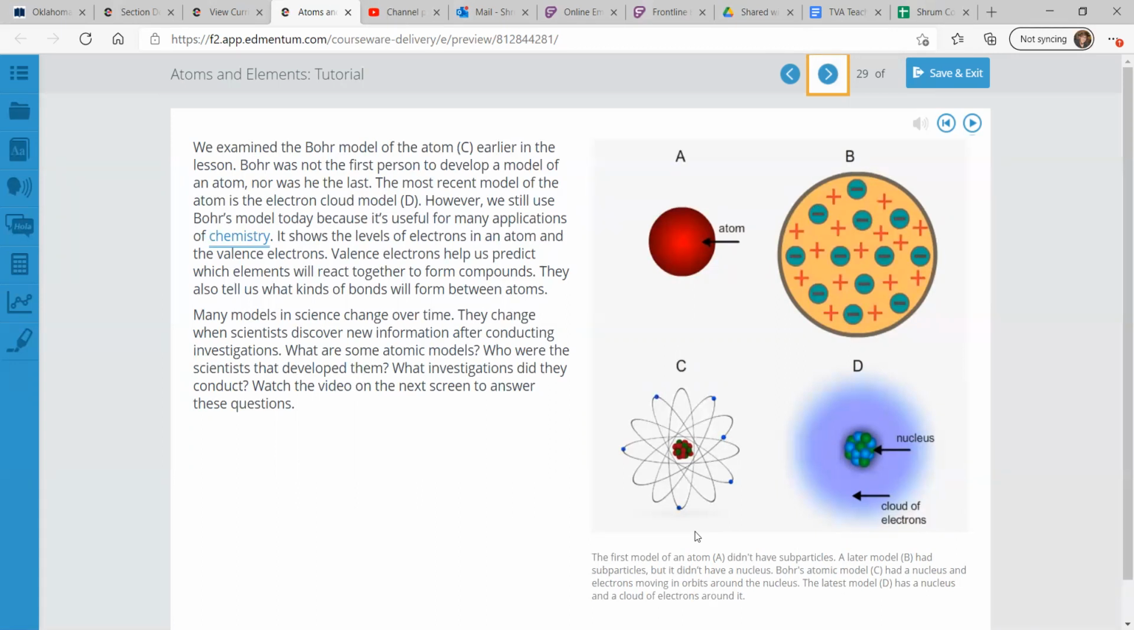Valence electrons help us predict which elements will react together to form compounds. So it will help us predict which elements act with others and what will actually happen. They also tell us what kind of bonds will form between atoms. So though it's not the most accurate model, it is very helpful in certain situations. Many models in science change over time. They change when scientists discover new information after conducting investigations.